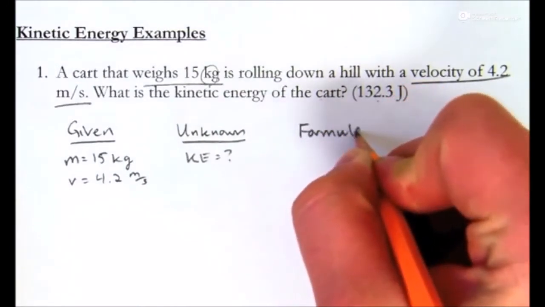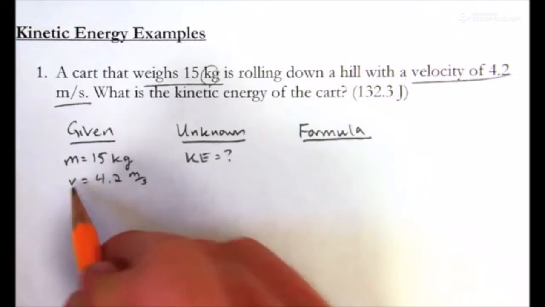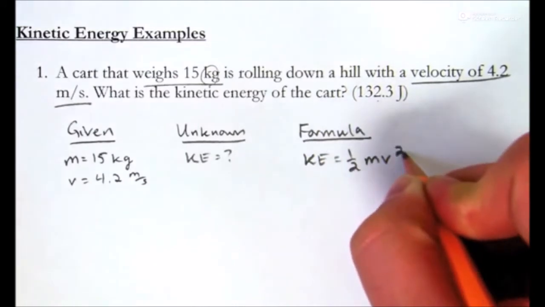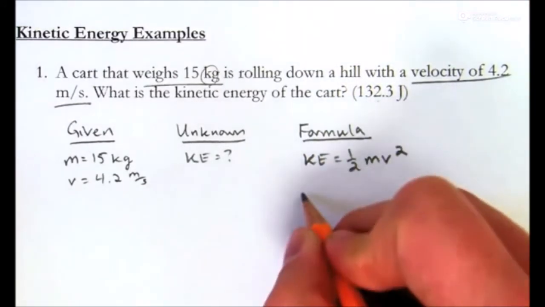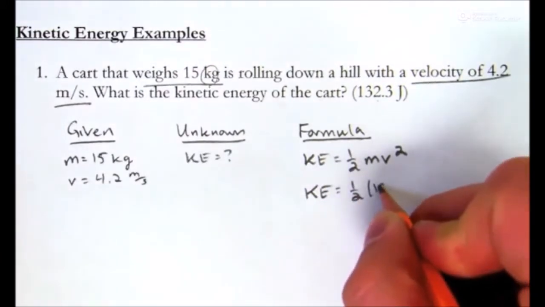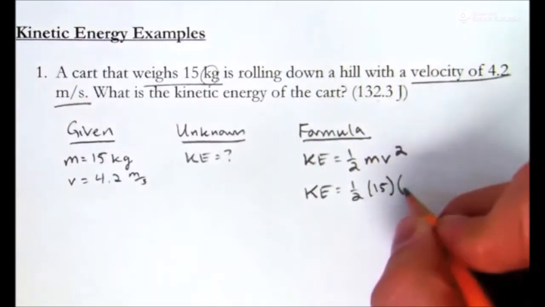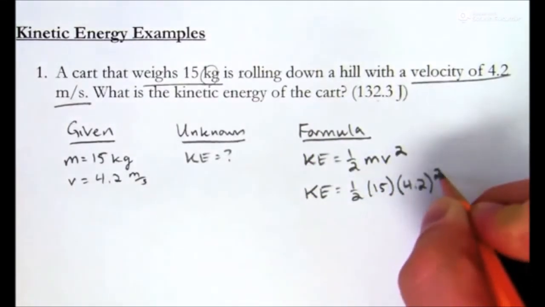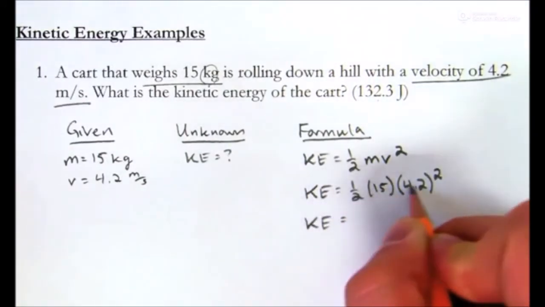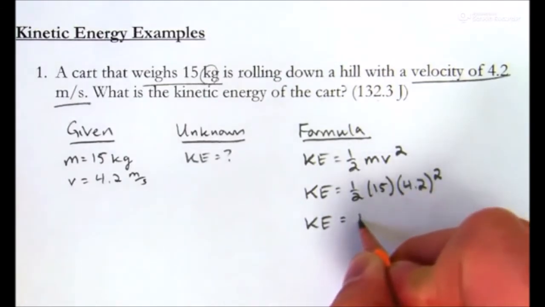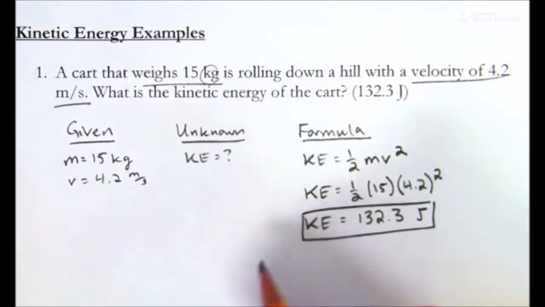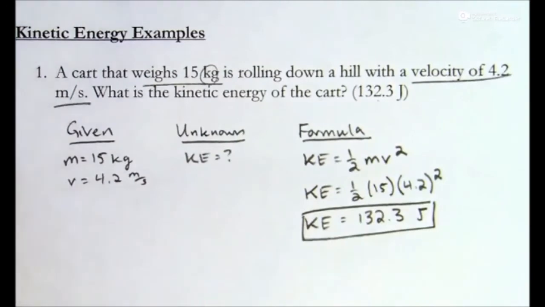Now let's write the known formula. The known formula for kinetic energy is half mv square. Here we are assuming that the cart is starting from rest, so we are taking initial velocity as 0. Now put the values. Half into 15 into 4.2 whole square. So kinetic energy will result in 132.3 joules. So this will be my final kinetic energy.